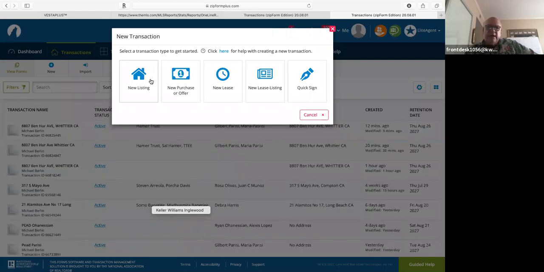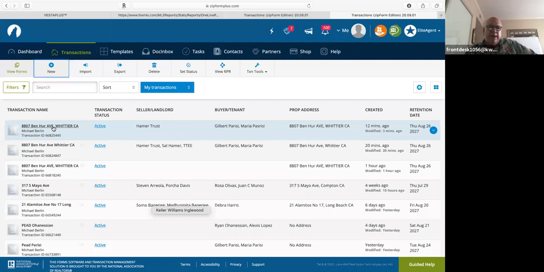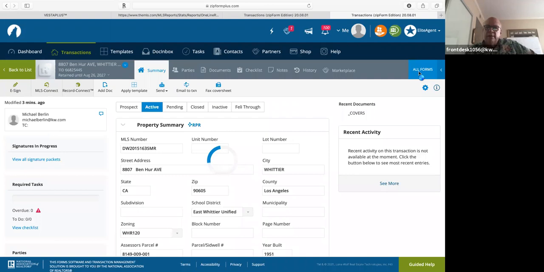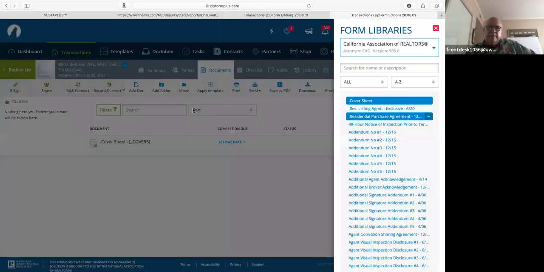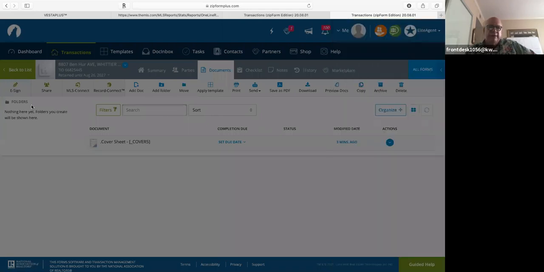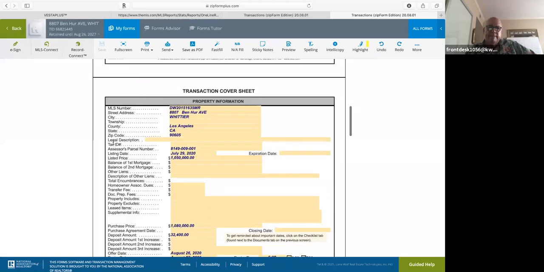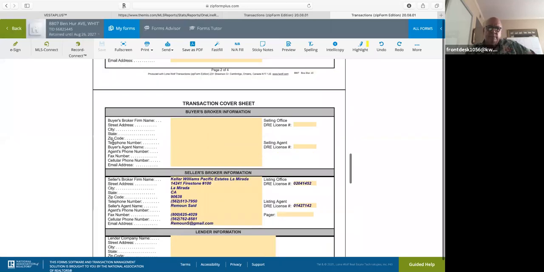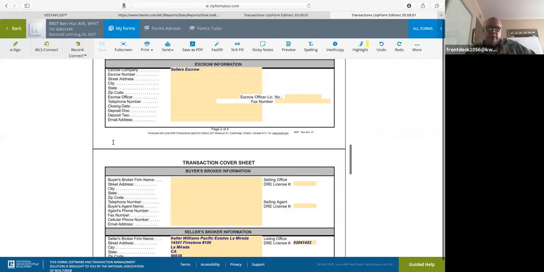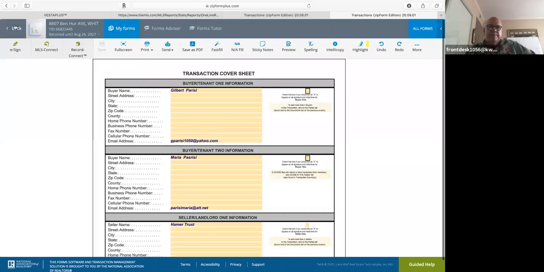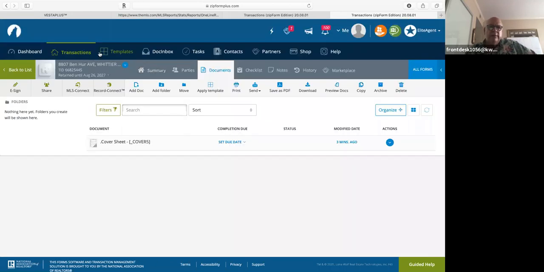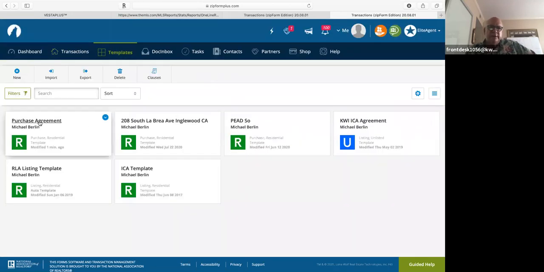So it's asking me now to set up a new purchase. I'm going to go back to that file. Oh, okay, I got to start over again. Let's see what we have here. Okay. I am going to go back to my templates. I'm going to apply my template, which is a basic purchase template.